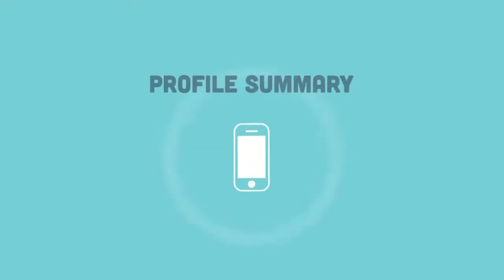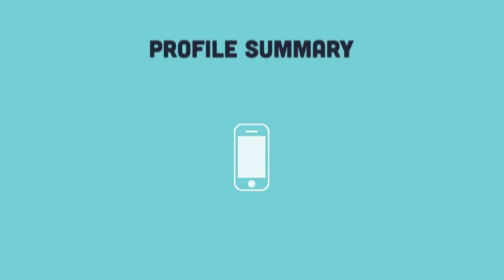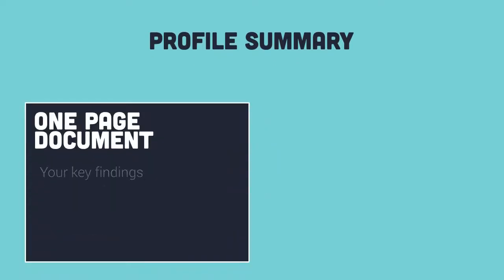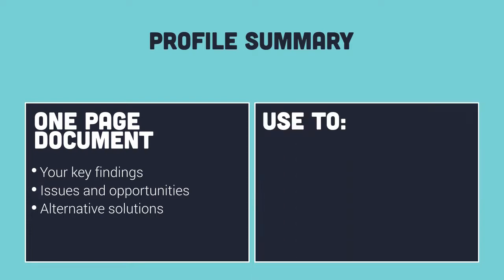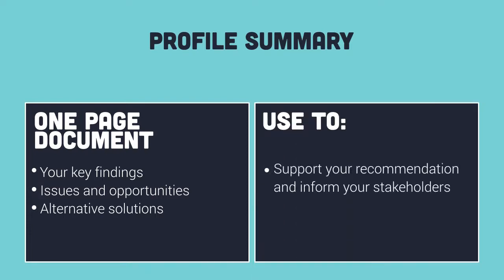Once a TCO model has been created, it's now time to summarise the product or service profile. This is one page that highlights your findings, issues, opportunities, and alternative solutions, all of which you use to inform stakeholders and management and support the recommendation you're putting forward.